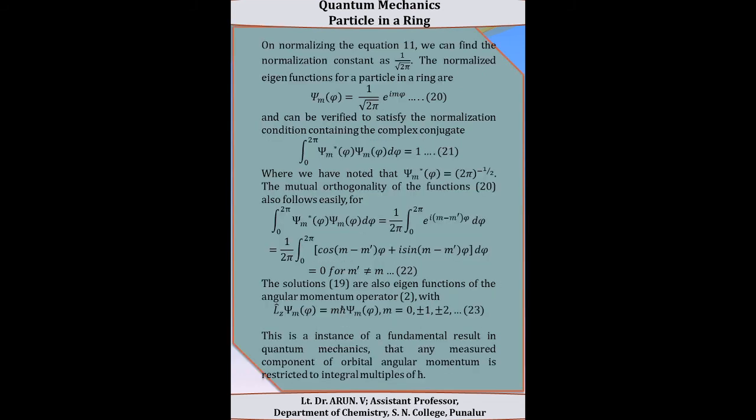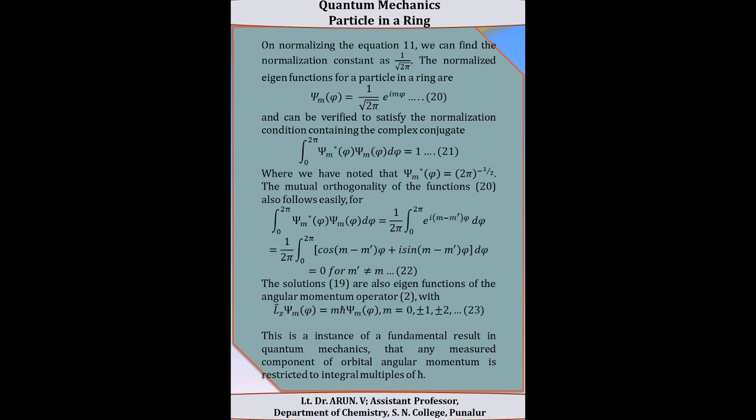On normalizing equation 11, we can find the value of the normalization constant. It can have the value 1 by root of 2 pi. The normalized eigenfunctions of a particle in a ring are psi m phi equal to 1 by root of 2 pi into e raised to i m phi. That can be verified to satisfy the normalization, applying the normalization condition using the complex conjugate.